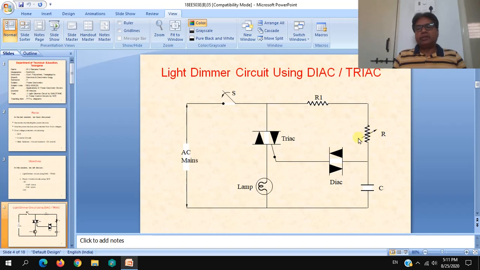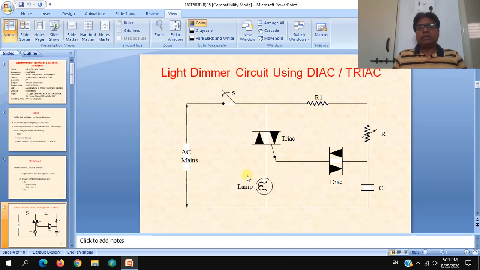That is, if resistance is less, this capacitor gets charged in lesser time to the required voltage, the diode conducts in less time, and the triac will be fired at a lesser firing angle. When the triac is fired at a lesser firing angle, the conduction time will be more, and the lamp brightness will be more.